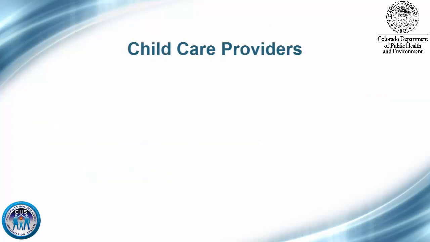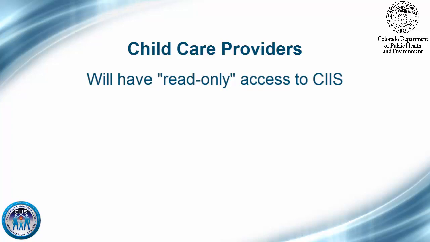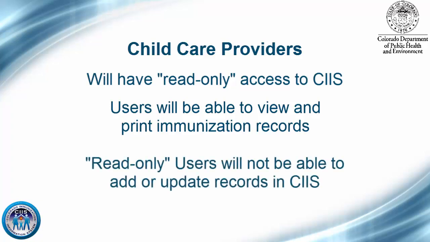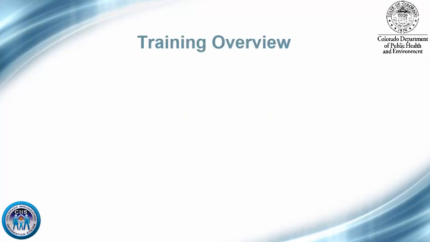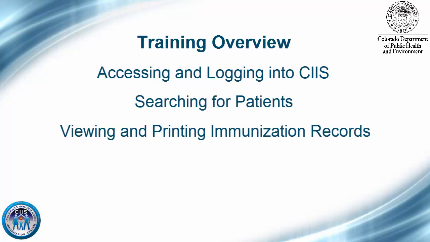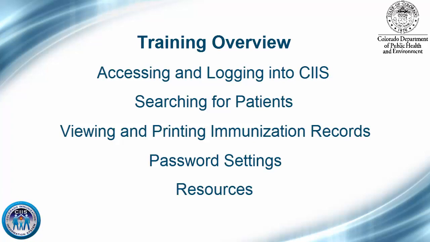This training will focus on information for childcare providers. CIIS users in this category have read-only access to CIIS and will be able to view and print immunization records. At this time, read-only users will not be able to add or update any information in CIIS. The childcare training reviews the following topics: accessing and logging into CIIS, searching for patients, viewing and printing immunization records, password settings, and finally, resources when using CIIS.